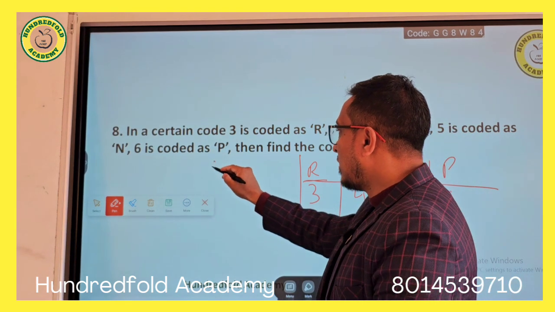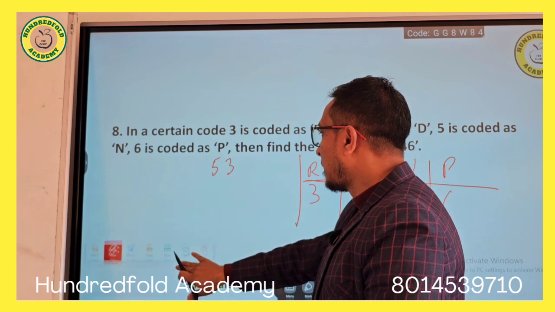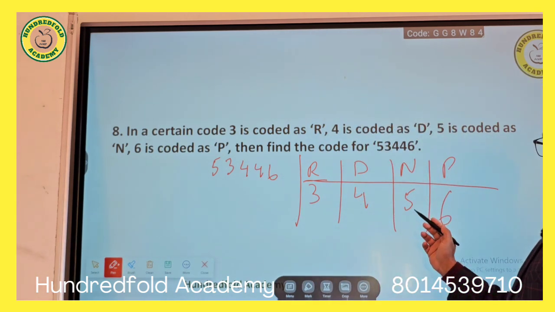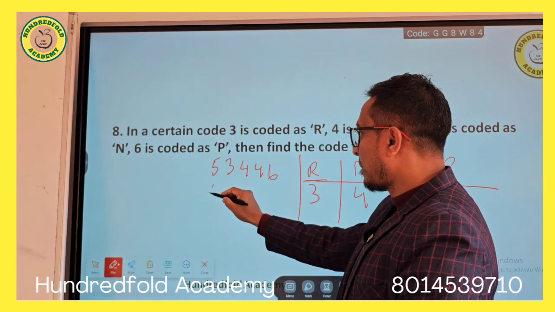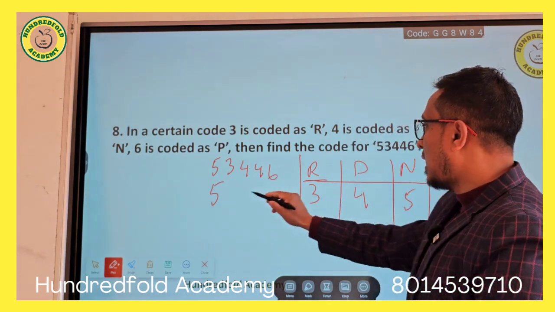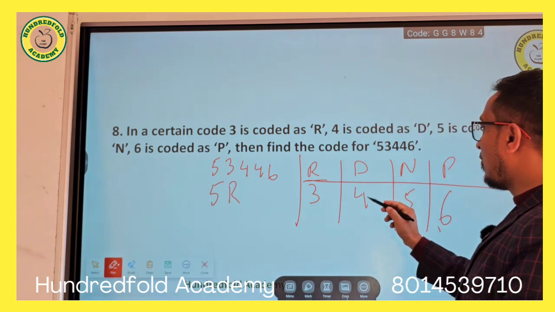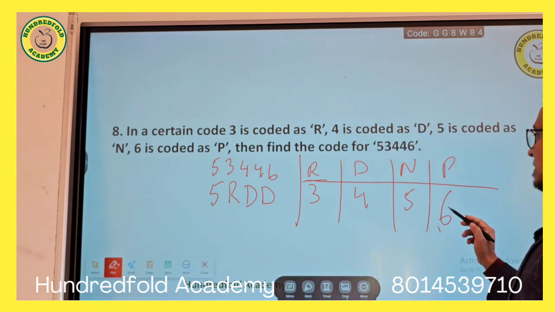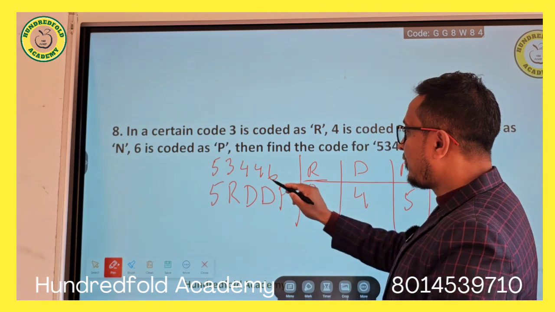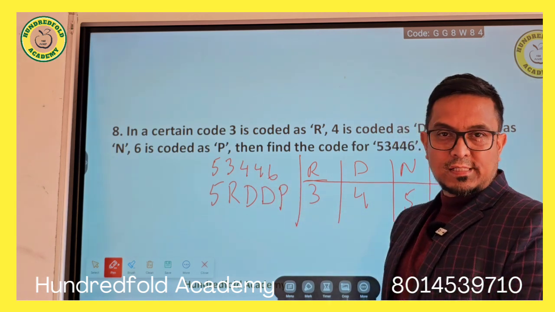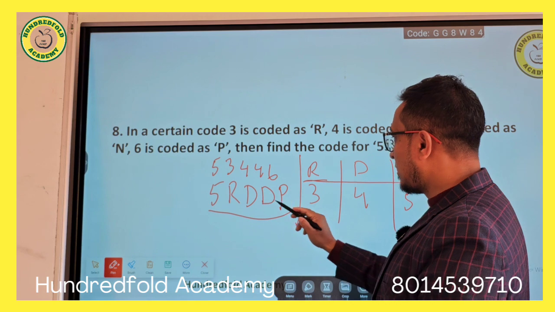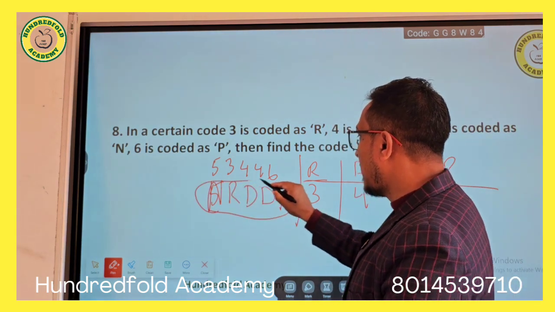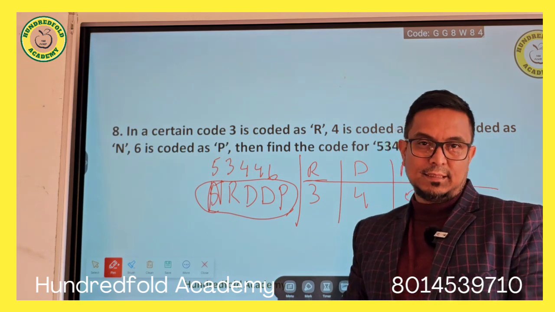So basically 5, 3, 4, 4, 6. So 5 is what? 5 is N. 3 is R. What about 4? 4 is D. D, and your 6 is P. So for 5, 3, 4, 4, 6, sorry, 5 is N. All right? So it'll be N, R, D, D, P.